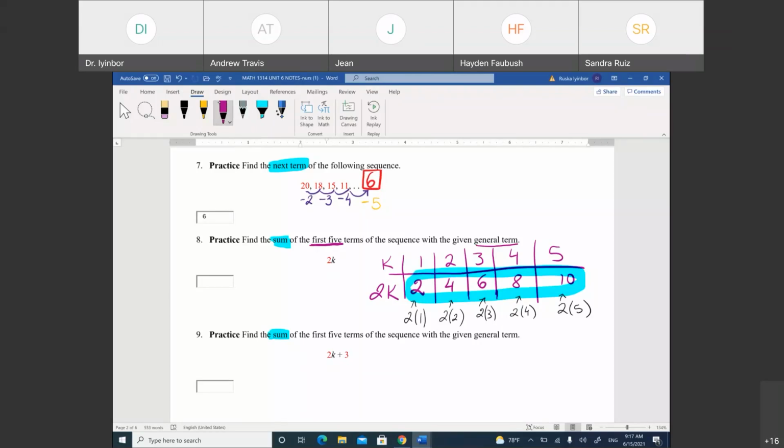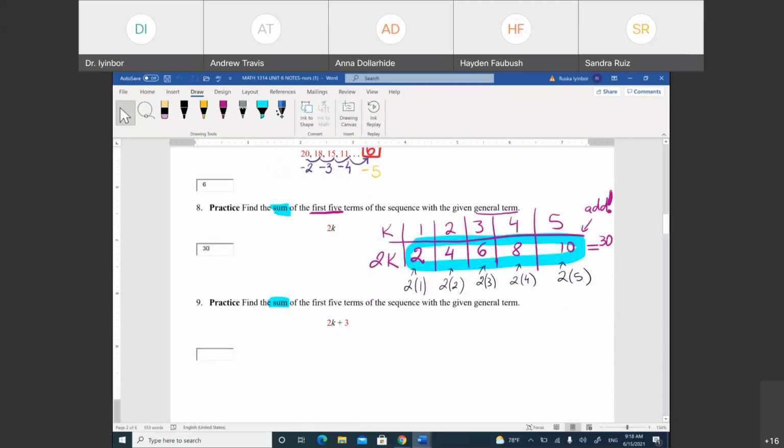And when you add them, what do you get? 30. Thank you. We're going to add all these numbers. So my answer is 30. If you create this little table, it's kind of easy to see how to plug it in and what's going on. Just do it one step at a time. Calculate each number and then add them. Okay, that's how you do this. Any questions?